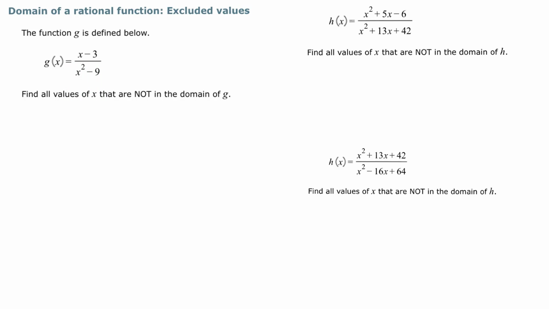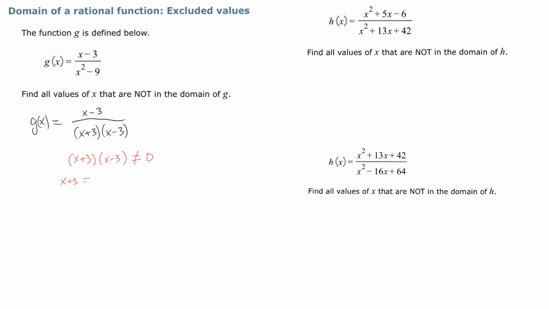Let's check it out. G of x is equal to x minus 3 over the quantity x plus 3 times the quantity x minus 3. Right here, this tells us a lot of information. This says that x plus 3 times x minus 3 cannot equal 0. We do not want 0 in the denominator.